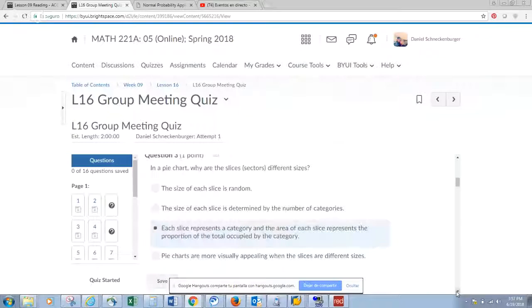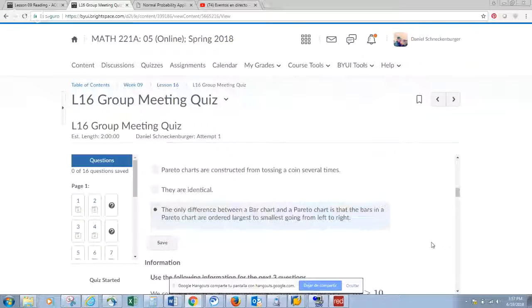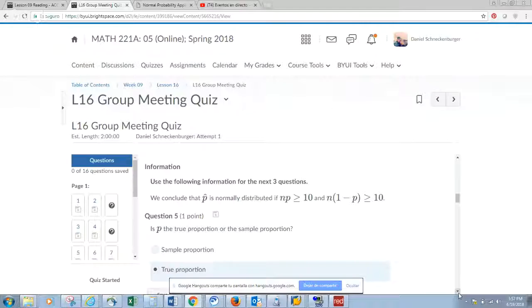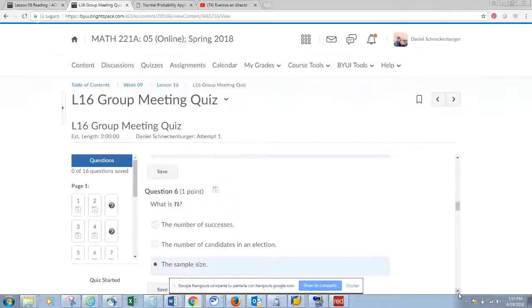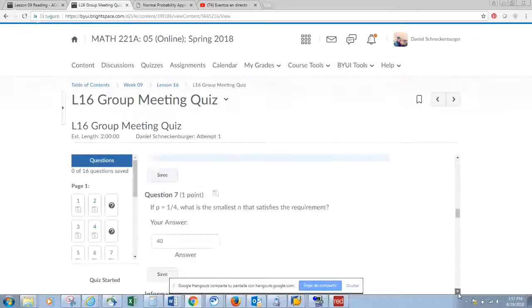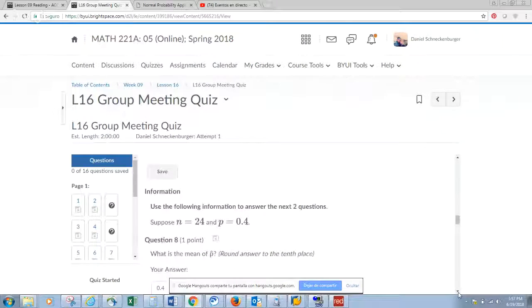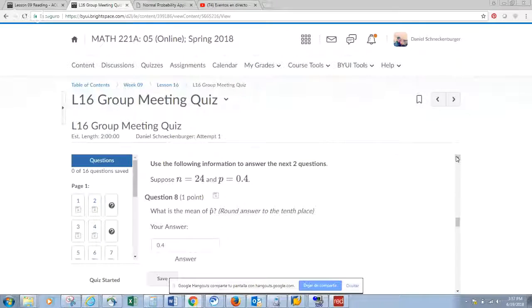Okay, first question. I have the third one. Each slice represents a category. That's what I have as well. Okay, good. Second one as well. The third one. Yep. Okay. I have a true proportion. Yeah. Okay. Question 6. Sample size. Good. On 7, I have 40. Yep. Okay. 0.4. That's what I have. Great.